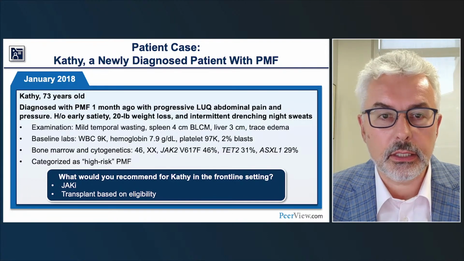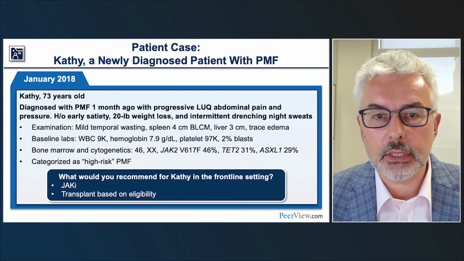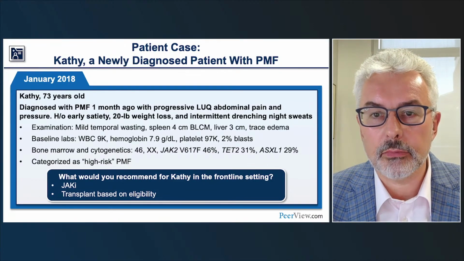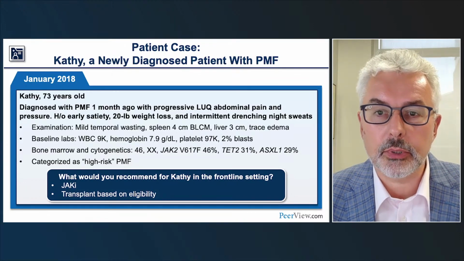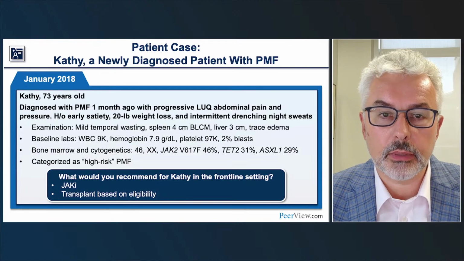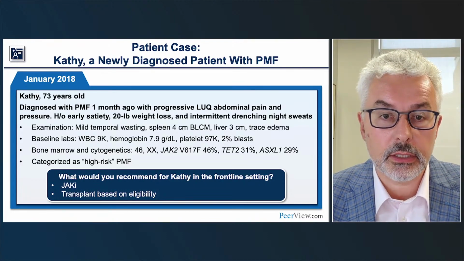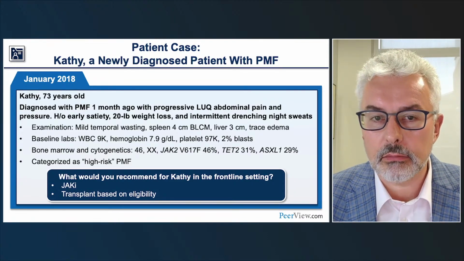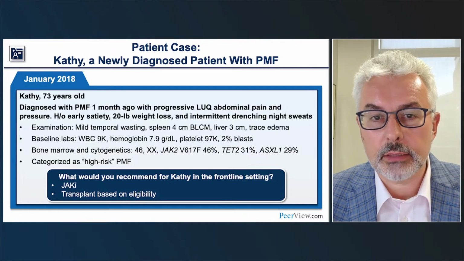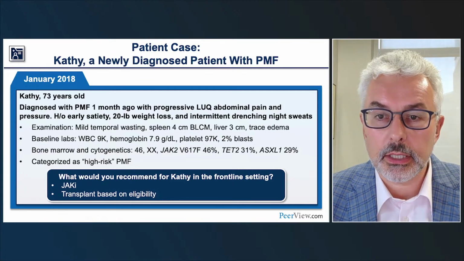This is a lady, Katie, who is 73 years of age, an important parameter here. She was diagnosed recently, a month ago, with primary myelofibrosis upon her complaining about progressive left upper quadrant abdominal pain and pressure. Upon questioning, she said that she has early satiety, she lost a lot of weight and has night sweats, so bad quality of life. Physical examination showed that she lost some weight and also a slightly enlarged spleen and slightly enlarged liver, some edema in her legs as well.